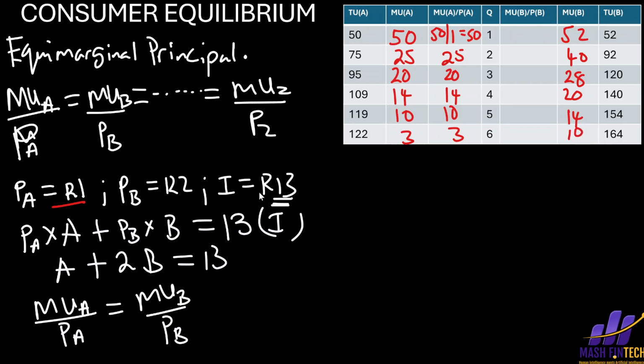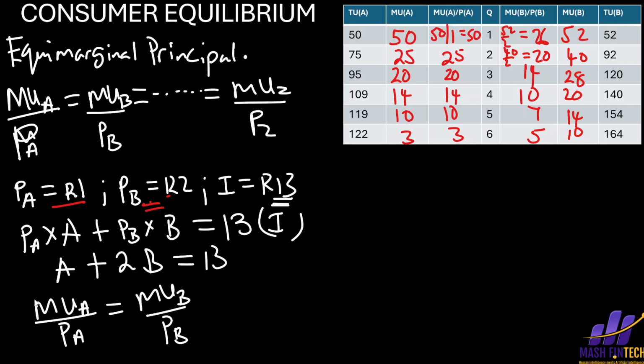The price of bananas is 2. So we divide this 52 over 2. We divide by the price. And then when we divide by 2, we should get 26. And then 40 over 2, we must get 20. 28 over 2, we must get 14. 20 over 2, we must get 10. 14 over 2, we must get 7. 10 over 2, we must get 5.